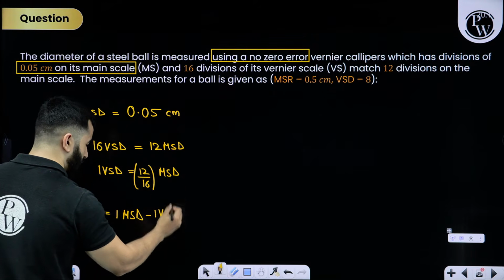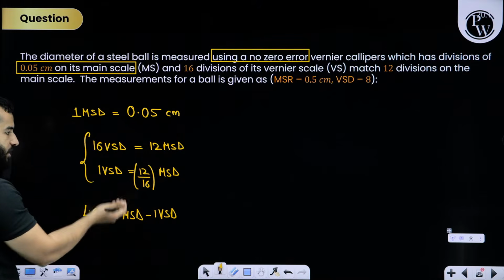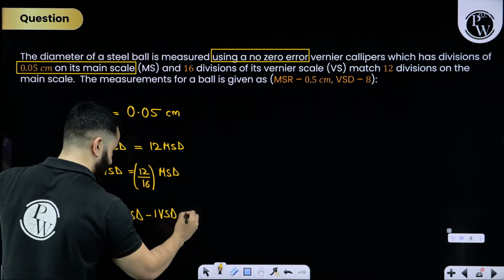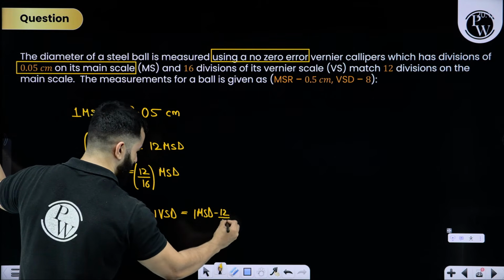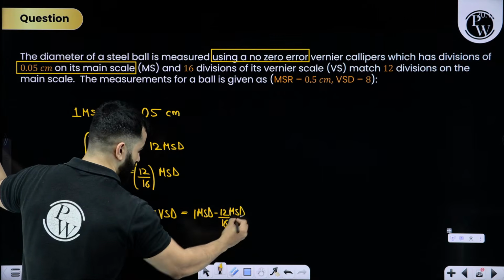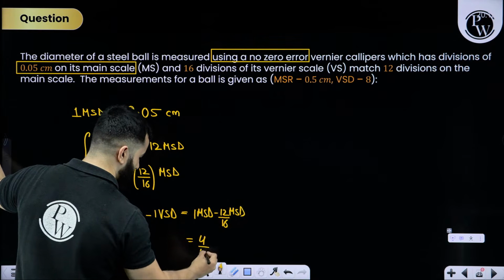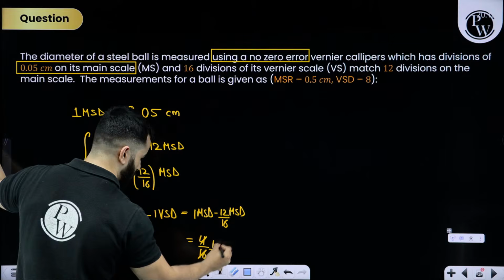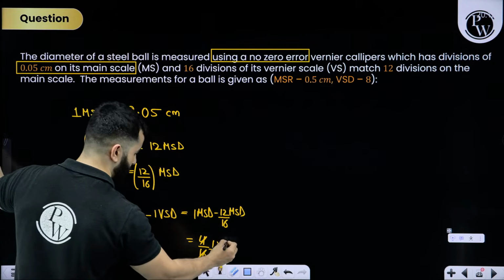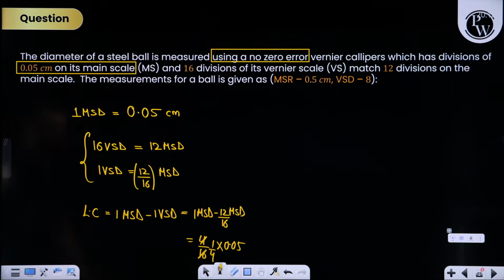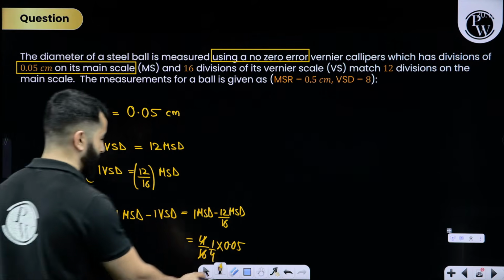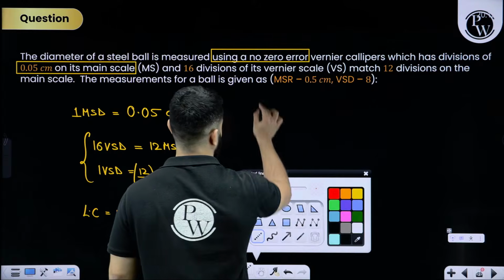You can be far quicker than this. This is just the second problem, so I'm writing each step. So that means 1 MSD minus 12 by 16 MSD, which means that we'll get 4 by 16 or 1 by 4 of MSD, and MSD is 0.05 centimeter. Clear? Hopefully this is all done, and then you can solve it. And then let me explain to you the reading of a vernier caliper.